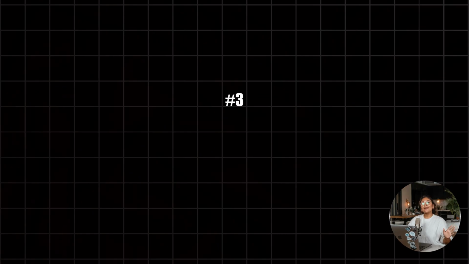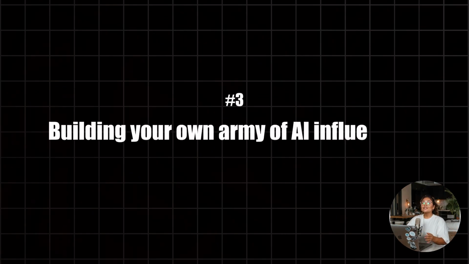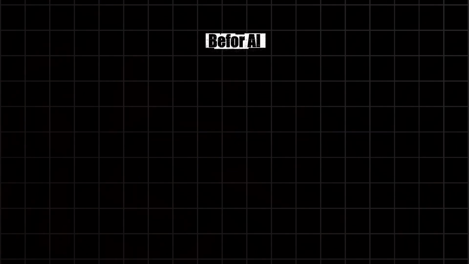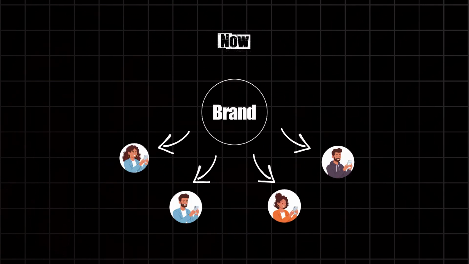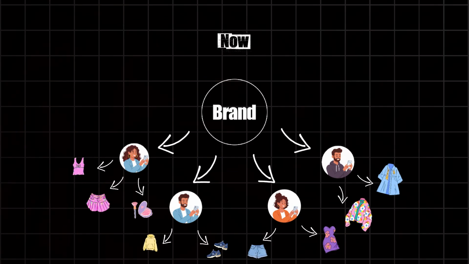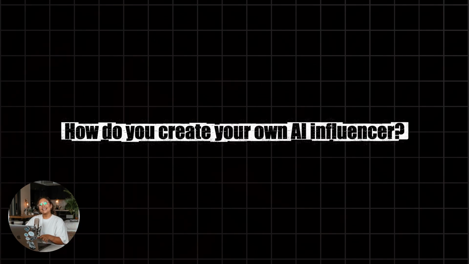Now, let's talk about the third use case, building your own army of AI influencers. Not just one, an entire army. Before AI, brands had main accounts and hired influencers. Now, brands can create their own pocket influencers who promote products forever and for free. For example, me. I'm still not perfect, a little plastic, my tone of voice is not super emotional, but you're still watching. So how do you create your own AI influencer?